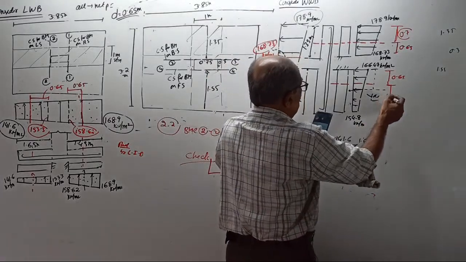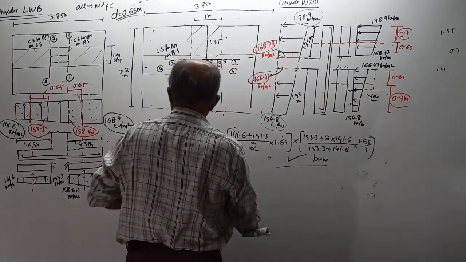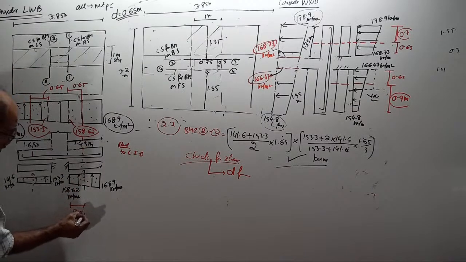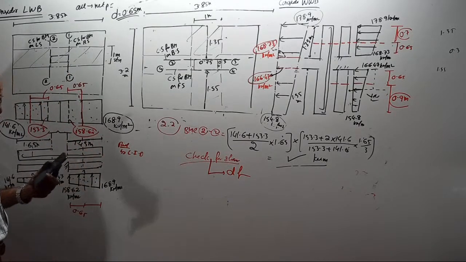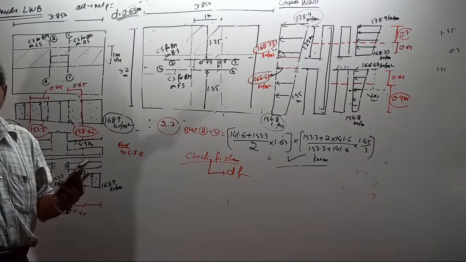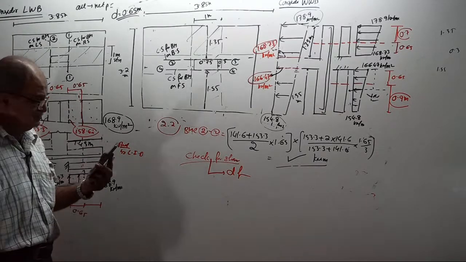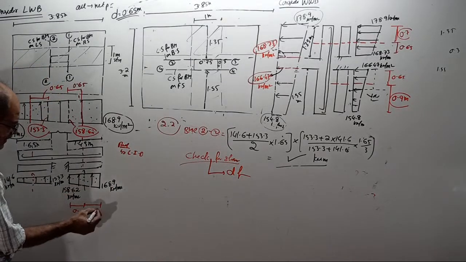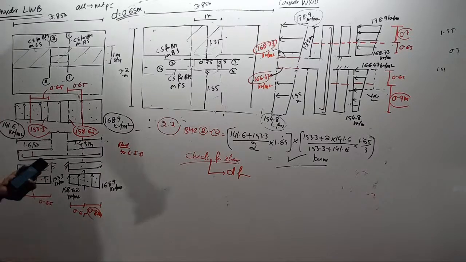If it is 0.65, what is this distance? 0.9 meter. Okay, still not over. Come here. If this is 0.65, what is this distance? 1.45 minus 0.65. Answer. Don't waste time. This already you know. 0.8 meter. Okay. Here, if this is 0.65 critical section, what is this length?